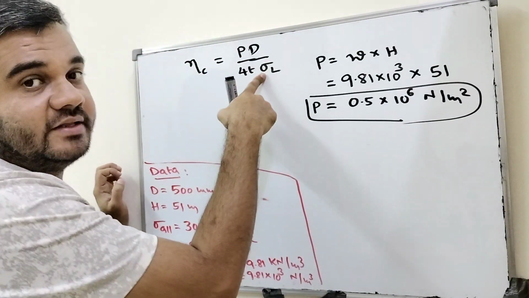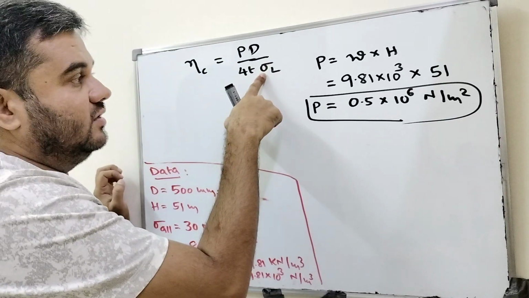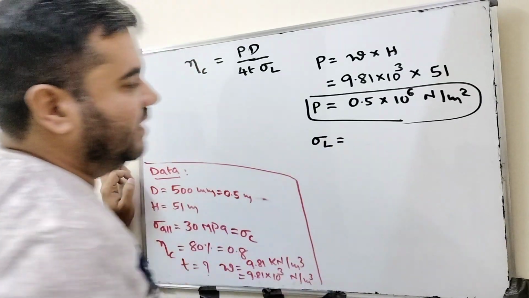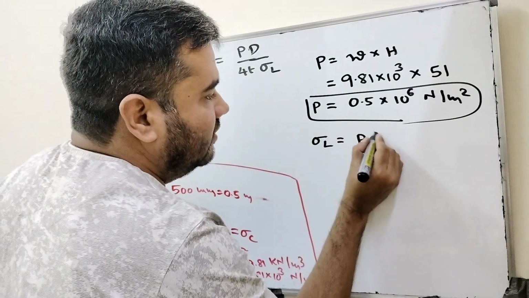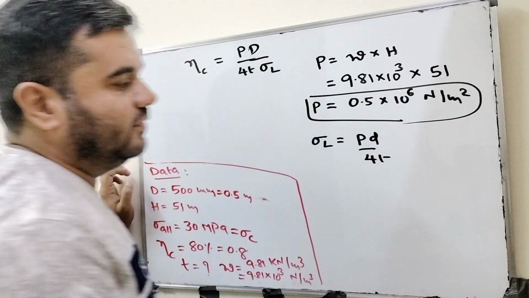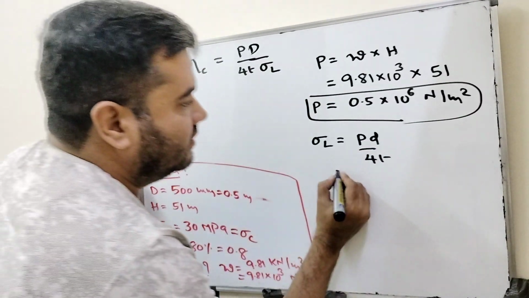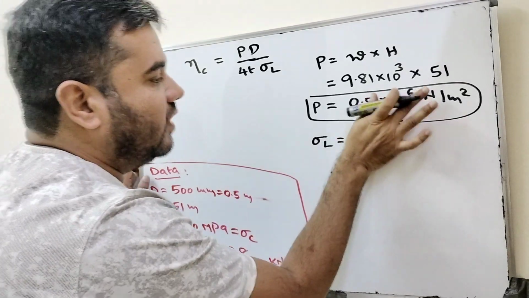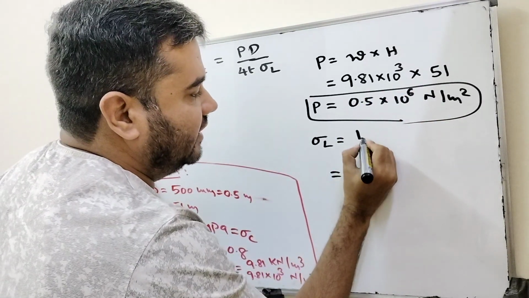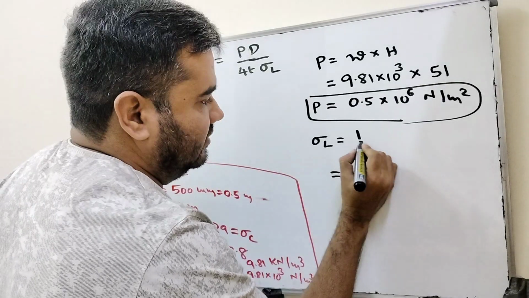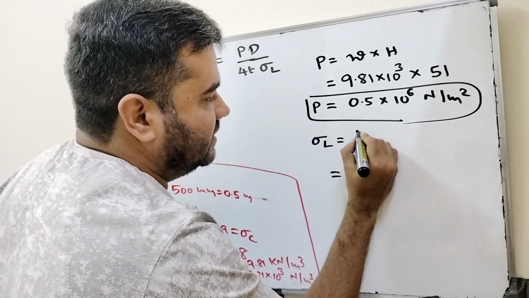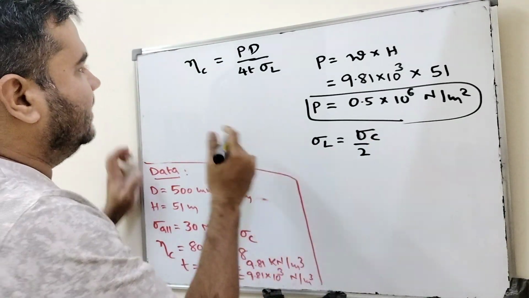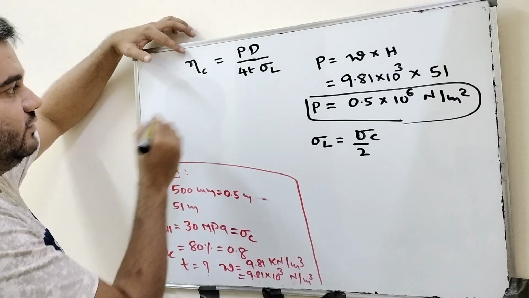P is finished, and the efficiency we know. Now calculate the longitudinal stress, sigma L. The general formula is sigma L equal to PD by 4T, and sigma L equal to half of sigma C, that is sigma C by 2. Apply this. Now substitute all these into the equation and we will come to know.